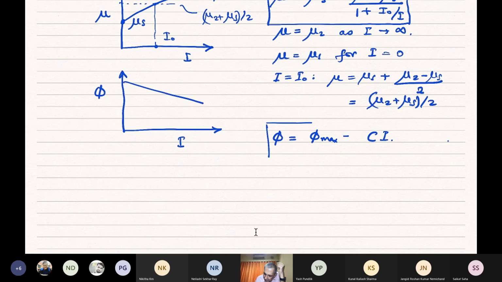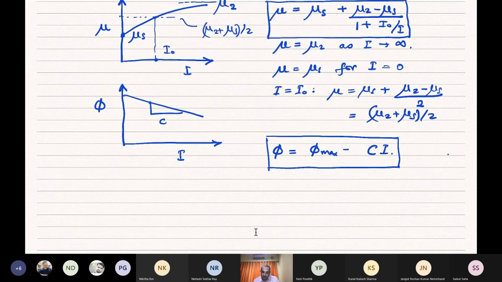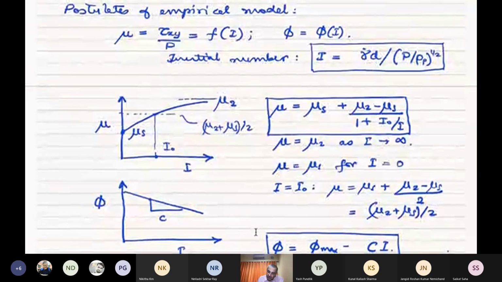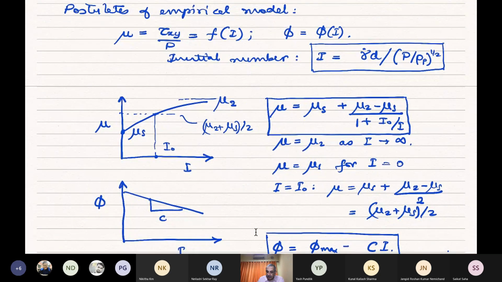So this slope is just equal to C. And you can put it as phi max minus phi min also, but of course we don't know what phi min is then. Okay. So this is the model. This is the simple model. So here we have mu, which is shear stress by pressure, and phi. So how do we use this model?